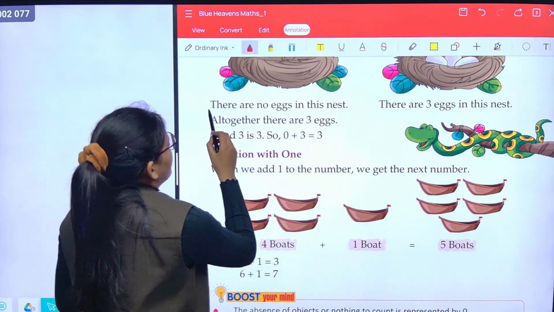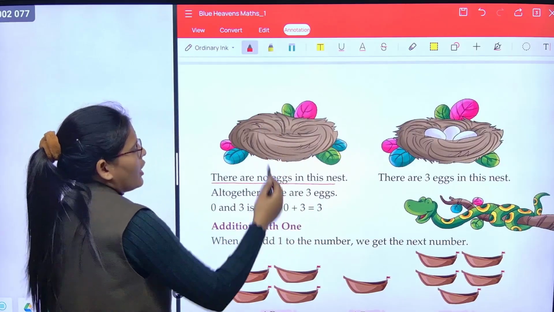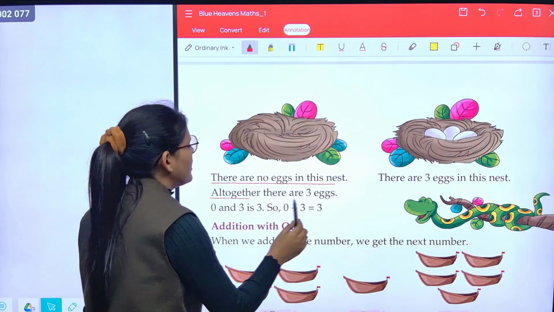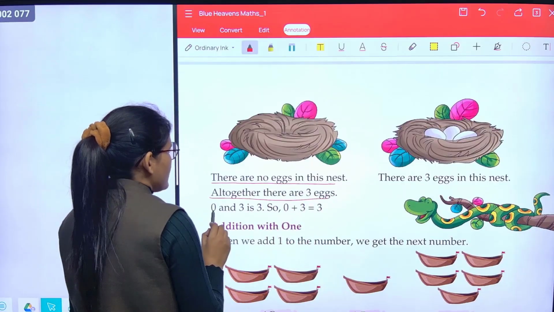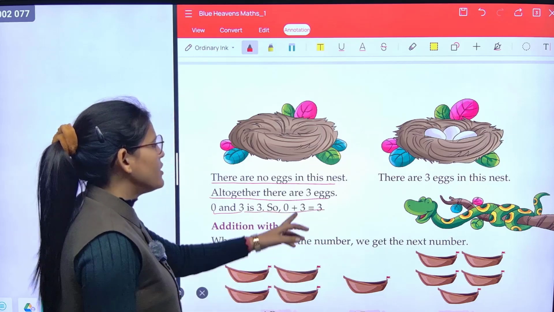Now there are no eggs in the nest. Class, there are no eggs here. All together there are 3 eggs. 0 and 3 is 3. So 0 plus 3 is equal to 3.